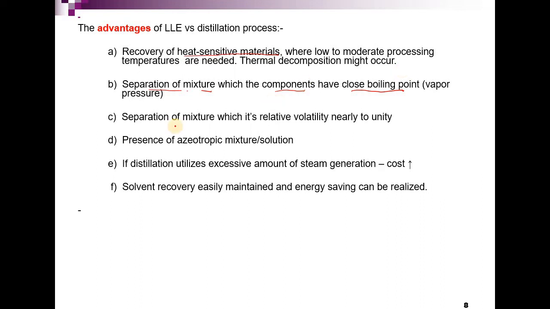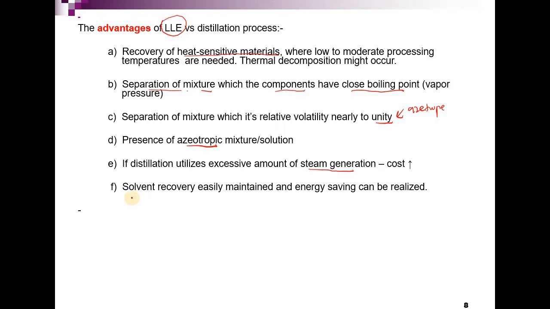Okay, so for the separation of a mixture whose relative volatility is close to unity, we call it an azeotrope. For an azeotrope you cannot use the distillation process, but you can use liquid extraction. Also, if distillation requires an excessive amount of steam generation, that is, we want to separate a mixture but the separation using distillation will use a lot of steam, it will increase your cost of manufacturing. So in order to reduce the cost, we can use LLE as an alternative.